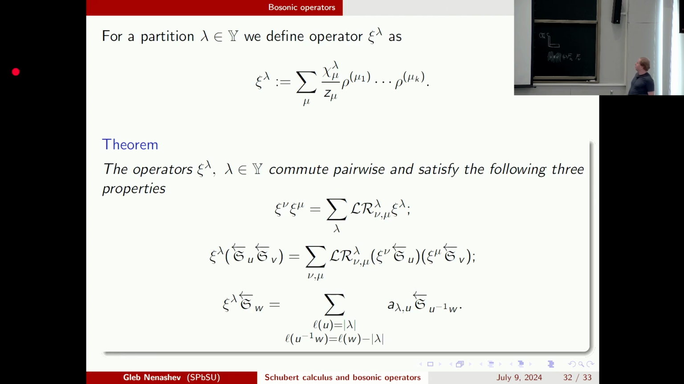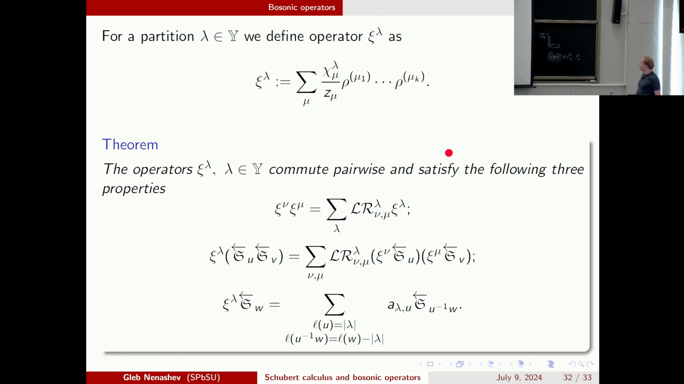Okay, and now because we have operators rho, we can define even more operators, xi lambda. We can define xi lambda as some character divided by z mu, and a product of these operators. They commute, so it's not a problem. And the product of these operators has a Littlewood-Richardson coefficient. It follows because it's the same as for Schur functions.